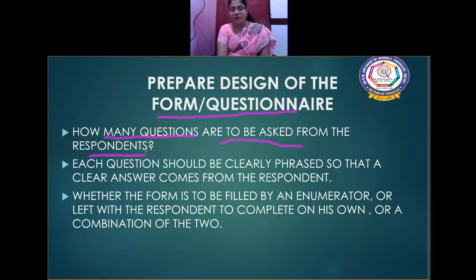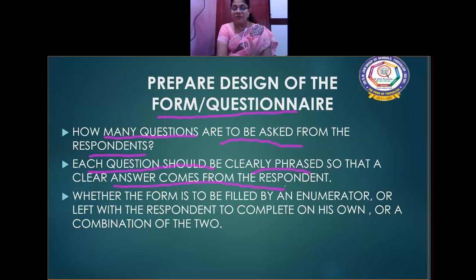If there are too many questions, sometimes the respondent may lose interest and he may not cooperate, and he may start giving vague answers also sometimes. So the number of questions must be determined keeping in mind the psychology of the respondent. The respondent must be interested to answer all your questions. Then only can you get the information required by you. Next one, each question should be clearly phrased so that clear answers come from the respondent.